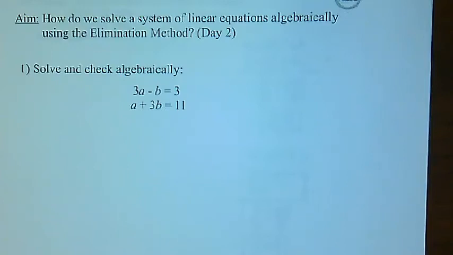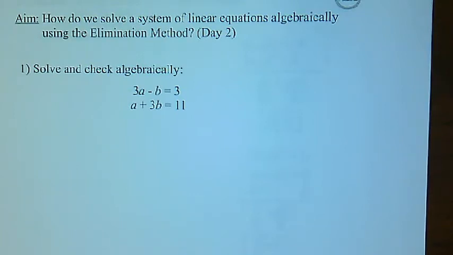Today is day 2 of solving systems of linear equations algebraically using the elimination method. Remember, this is the third type or method that we are going to learn. Not the end of the unit, but it is the third way that you can solve systems of linear equations. And again, it's called the elimination method.